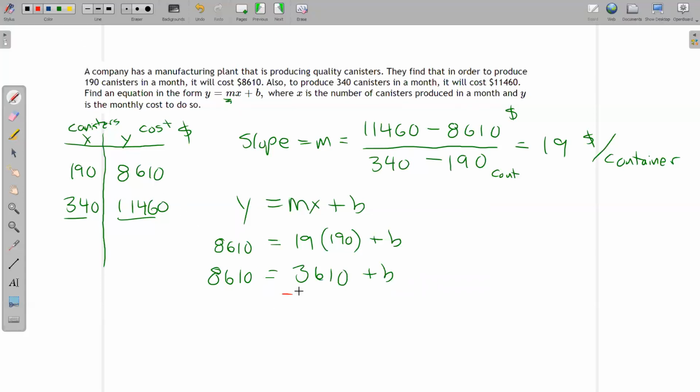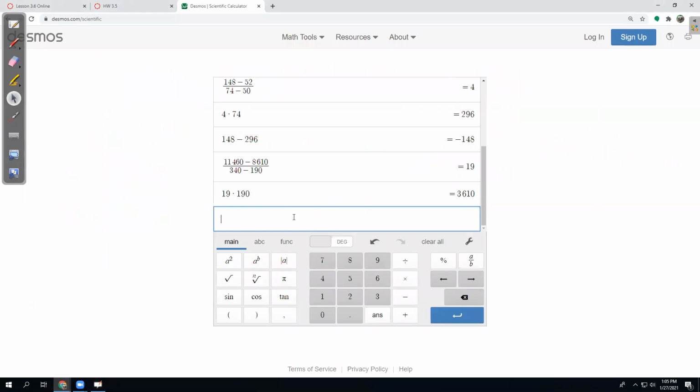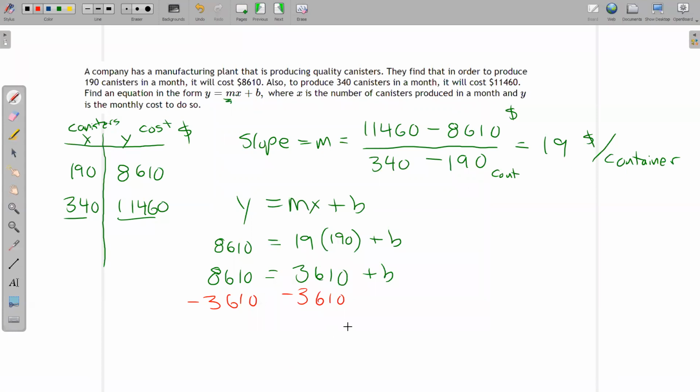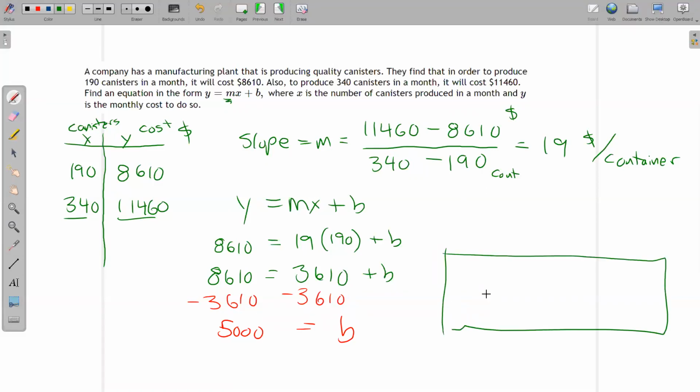So now we're going to subtract this over, and that's B. And again, it shouldn't matter which point we pick. So I'm going to take my 8,610, subtract the number above, 3610, and I get 5,000. So it looks like I have an equation: Y, the cost, is 19 times X plus 5,000.